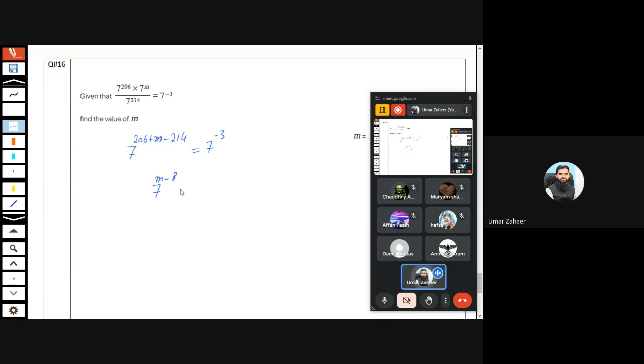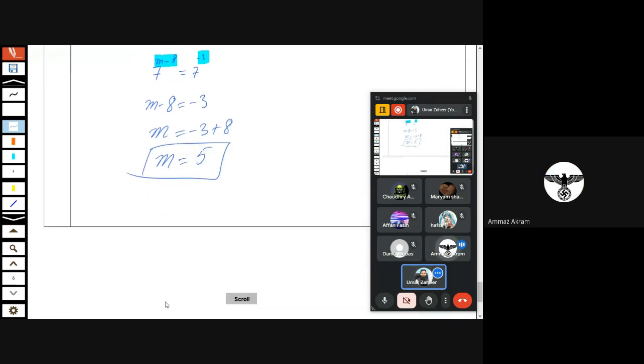Negative 8 is equal to 7 raised to power minus 3. Now the bases are the same and there is an equality between them, so their powers are also going to be equal. So we will get m minus 8 is equal to minus 3. It's minus 8, so on the other side it will be plus 8. So we'll get minus 3 plus 8 is 5.